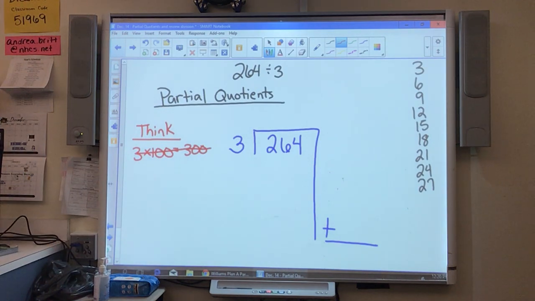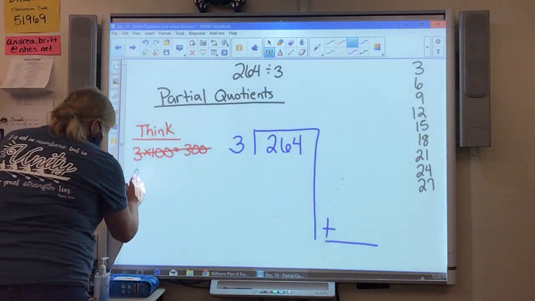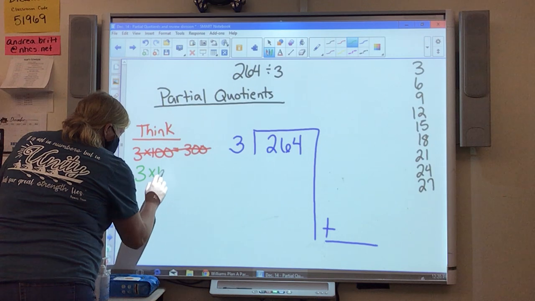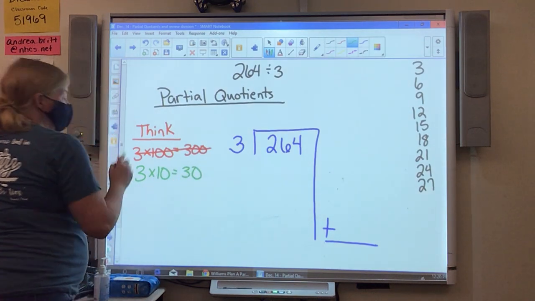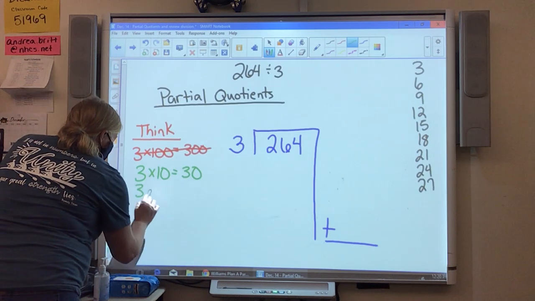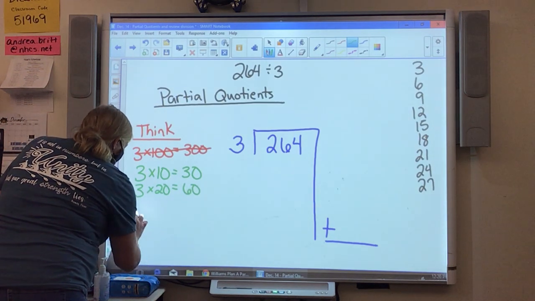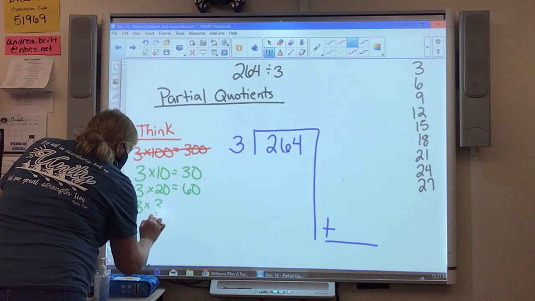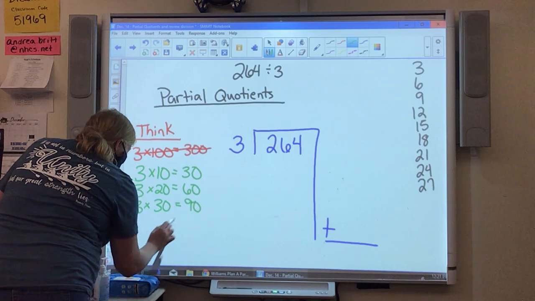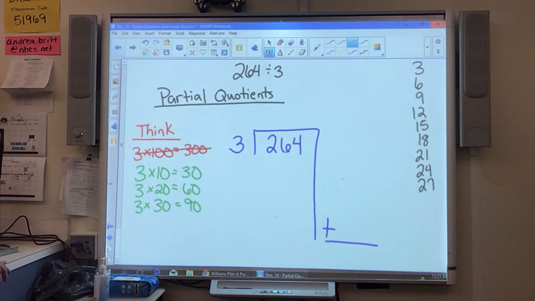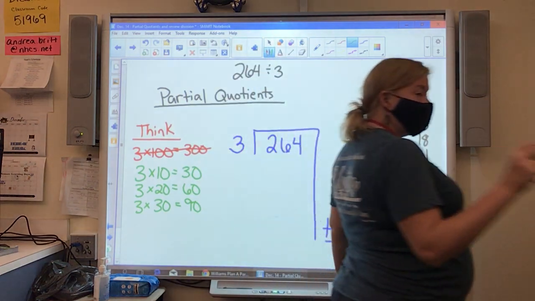So now you can start, if it makes you happy, you can say 3 times 10 and keep going until you get there. 3 times 10 is 30. 3 times 20 is 60. 3 times 30 is 90. And you can keep doing that. Or you can use those multiples.